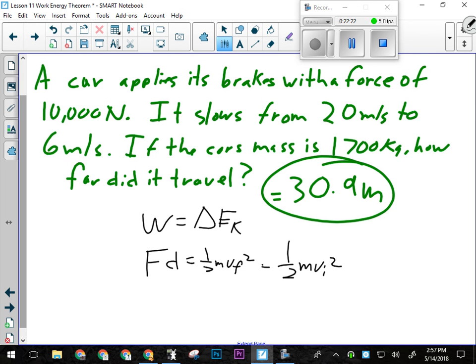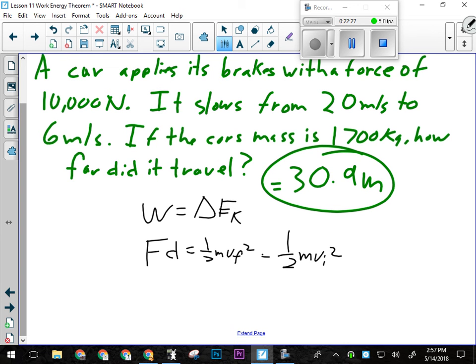Okay, so I'm looking for how far it traveled. So I want to find d. What do I have to do with F? Just divide it over to the other side. So I've got F.